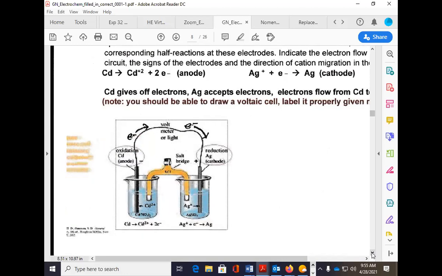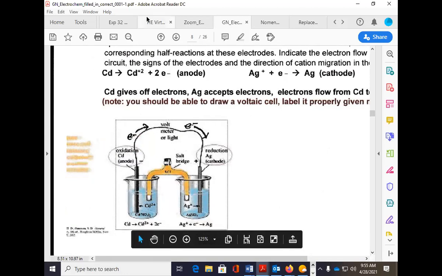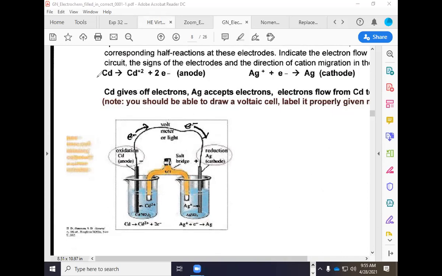Okay, so this is the answer. This would be the answer to the question. So let me give you some time to copy it down, and then we'll go over it.